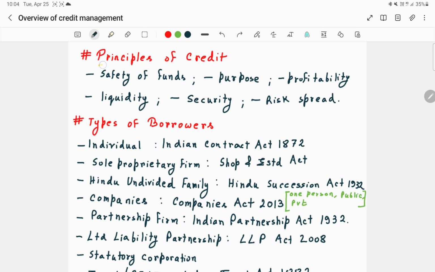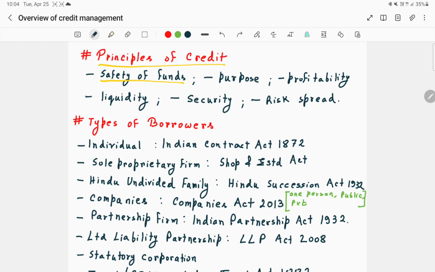Now, the principles of credit. What do you mean by that is, suppose you are working in a bank and you have to give credit to a customer, right? So there are some unwritten principles that you have to follow for proper disbursement of the loan. What are the principles? First of all, the safety of funds.